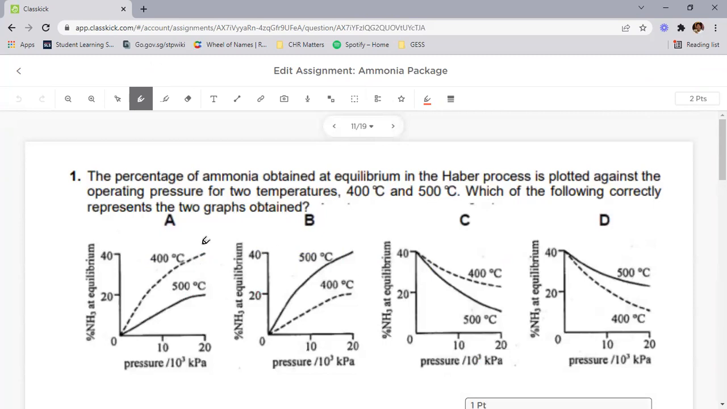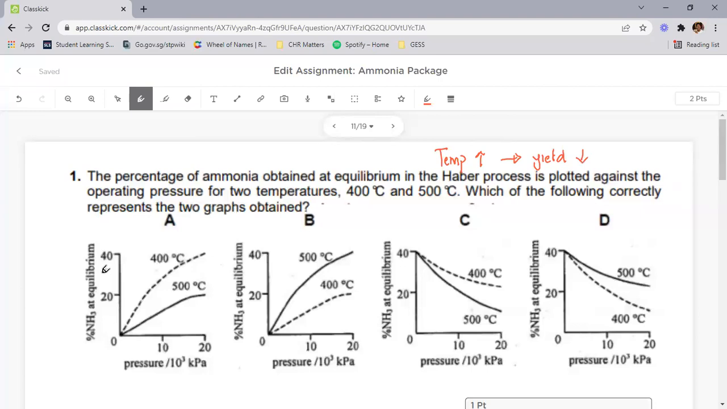Let's go to slide 11. There's this question on the percentage of ammonia obtained at equilibrium plotted against the pressure for two temperatures, 400 and 500. Which of the following correctly represents the two graphs? For this question, first thing you must remember, when the temperature increases, what happens to the yield? The yield will actually decrease.